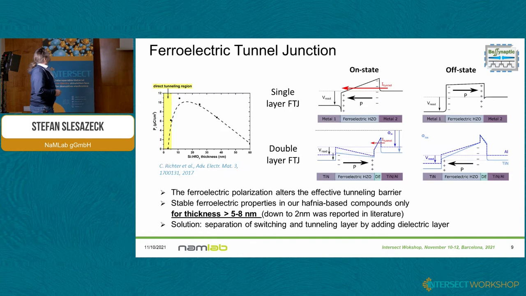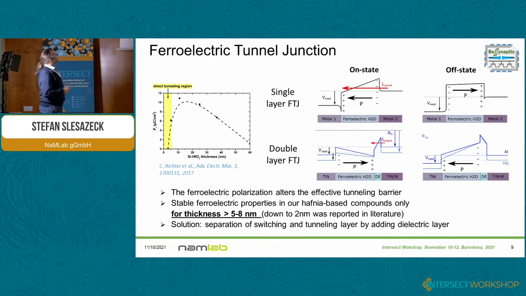So, ferroelectric tunneling junction, quite interesting device, I think. The general idea is that you have a ferroelectric layer sandwiched between 2 electrodes, and the polarization state alters the current density that you can feed through the device. And I think we will hear a talk of mine, which is about this single layer FTJ.